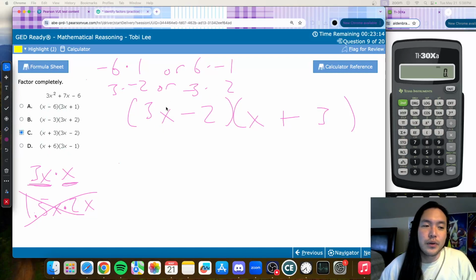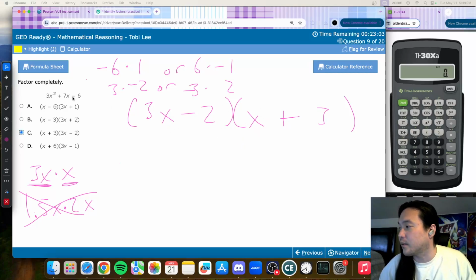So here I do 3x times 3 is 9x. Negative 2 times x is negative 2x. 9x minus 2x is 7x. That's exactly what I'm looking for, right? There's really no shortcut here. You just need to be systematic.